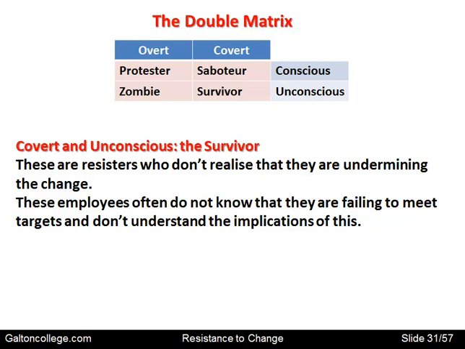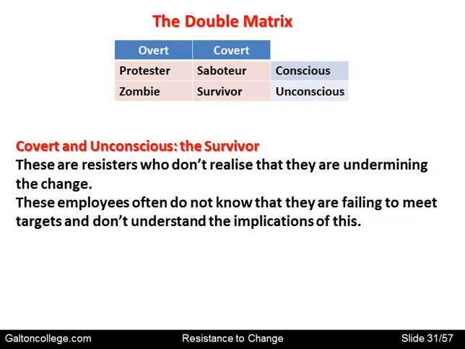They don't know that they are failing to meet targets and don't understand the implications of this. They see the new targets that have been set after the change has been implemented. They're not working to those targets. They're working to the old targets. In fact, they're working in the old way of working. They haven't changed.